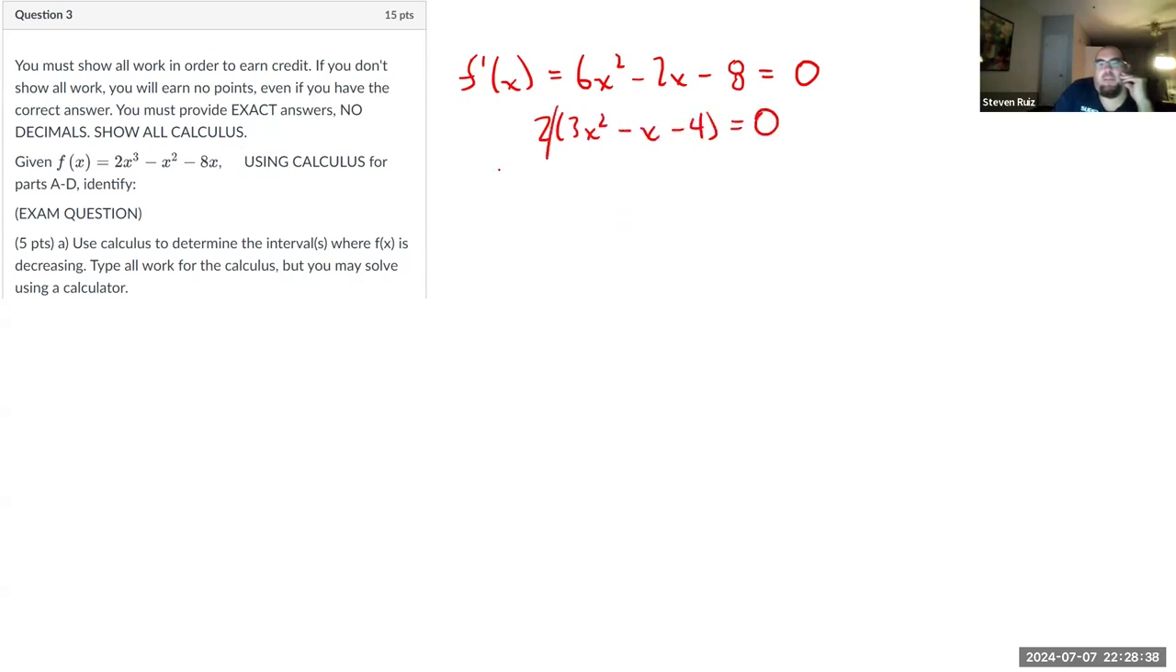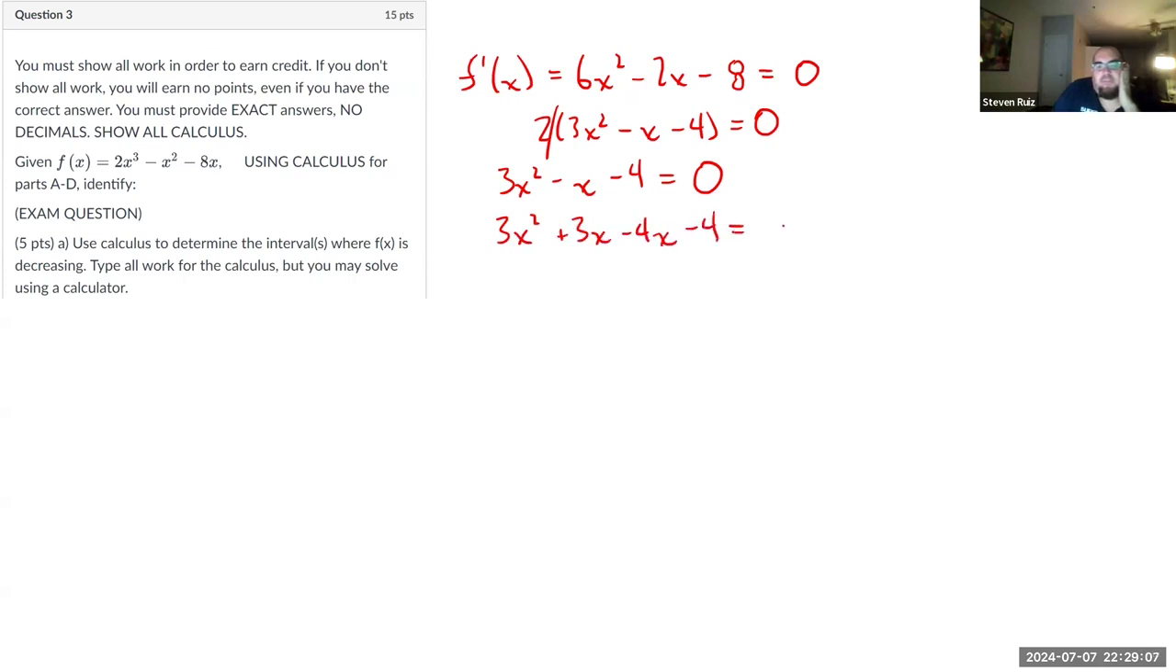All right, so now I have this quadratic: 3x squared minus x minus 4 equals 0. Does this factor? I believe it does. I need a number that multiplies together to give me 3 times 4, which is negative 12, and adds together to give me negative 1. So I think that should be 3x, I think that should be positive 3 and negative 4.